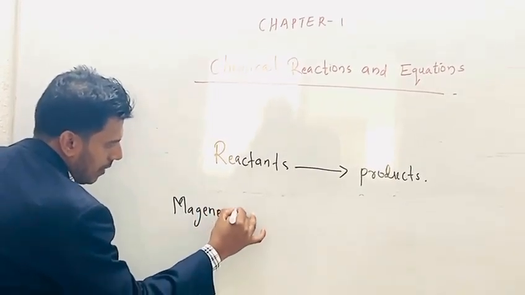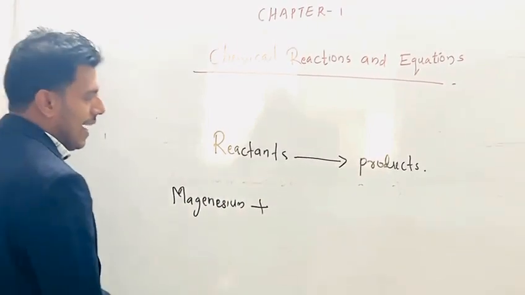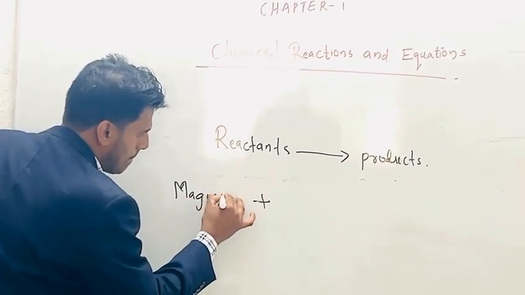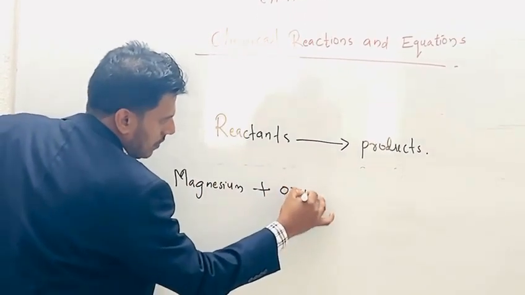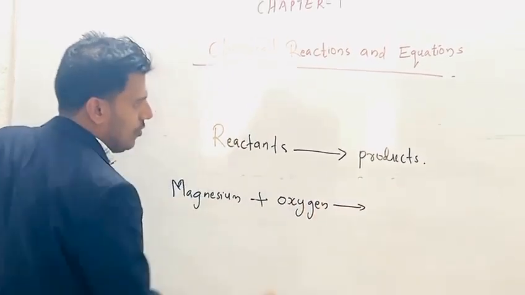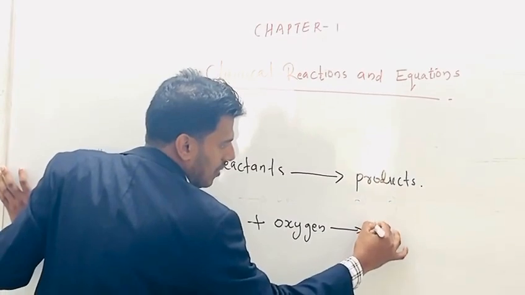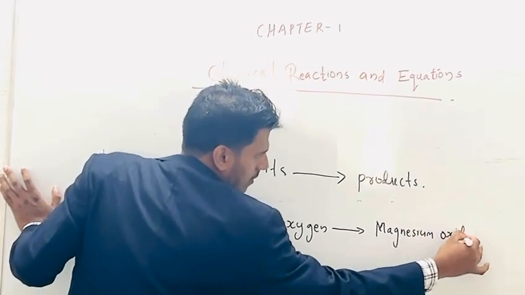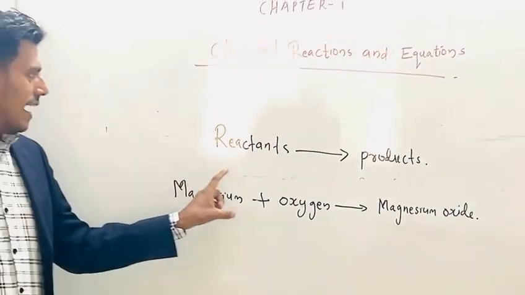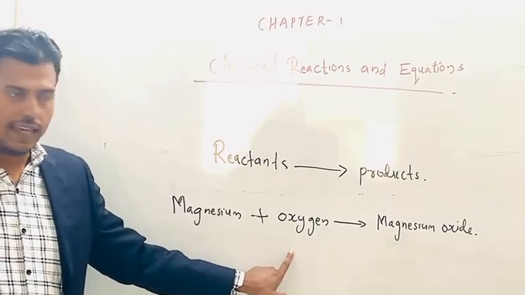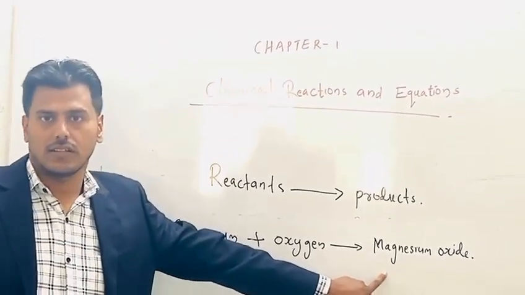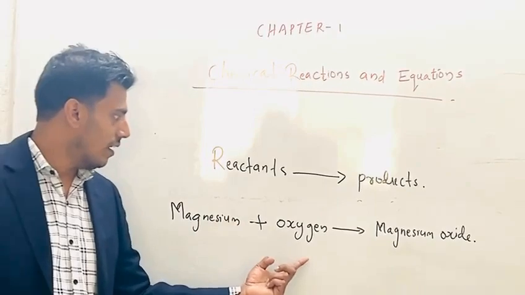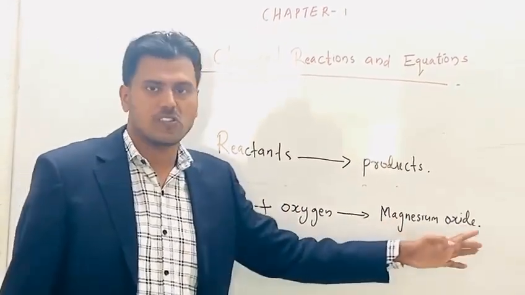Burning of magnesium. So when we burn magnesium, what will happen? When we burn, it reacts with oxygen, and a new product is formed. What is the product? Magnesium oxide. So here what are the reactants? Magnesium and oxygen are the reactants and magnesium oxide is the product. The substances which take part in the chemical reaction are called reactants, here magnesium and oxygen. Here the product is magnesium oxide.